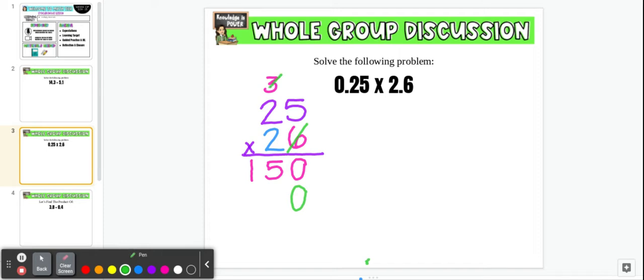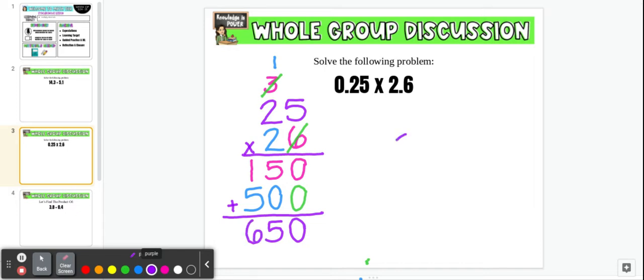Another thing I like to do is cross off any number in the top that I carried, so that you don't accidentally add it again. Now I'm going to do 2 times both the 5 and the 2. 2 times 5 is 10. Carry the 1. 2 times 2 is 4, plus 1 is 5. Now I can add these up. 0 plus 0 is 0. 0 plus 5 is 5. And 1 plus 5 is 6. So 650. But I have to go back to my original problem and bring my decimal back in.